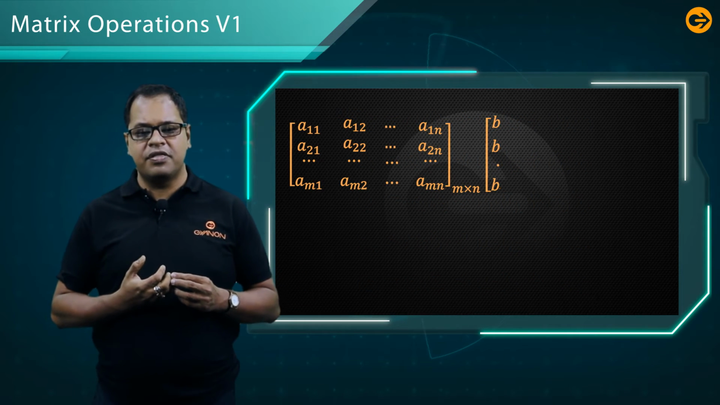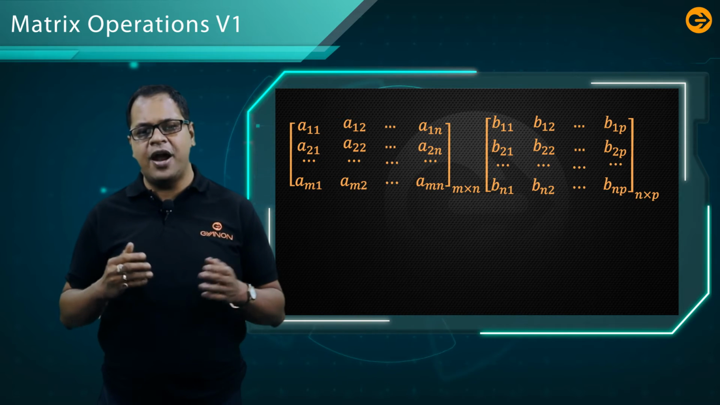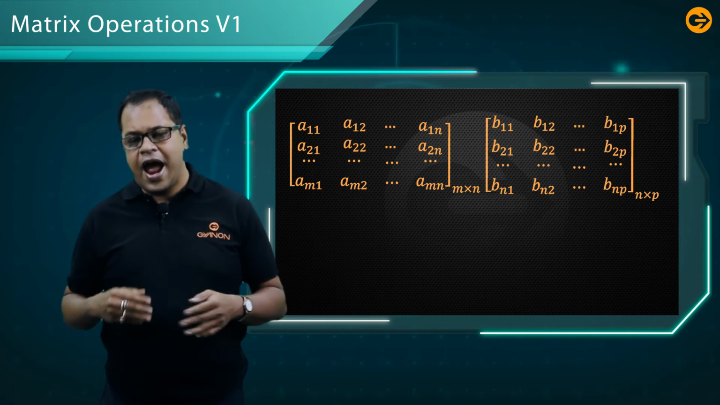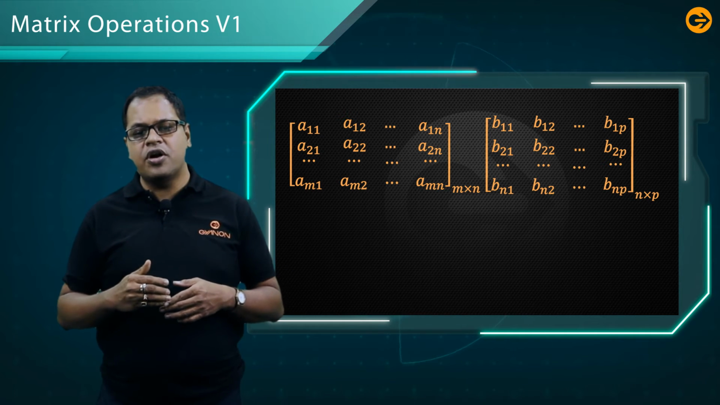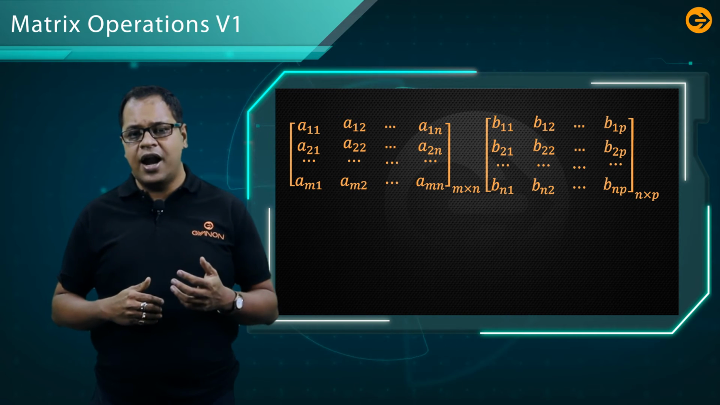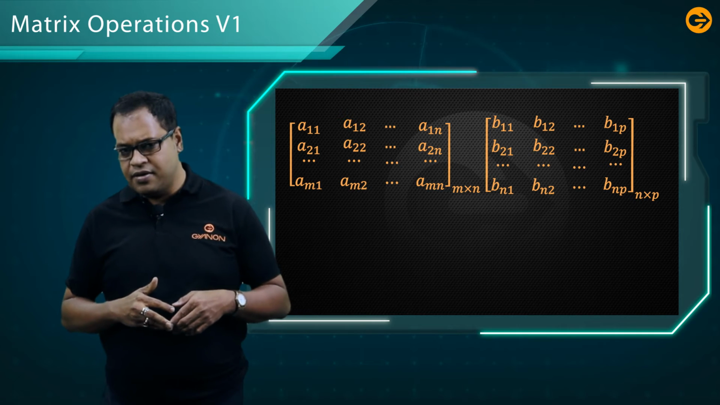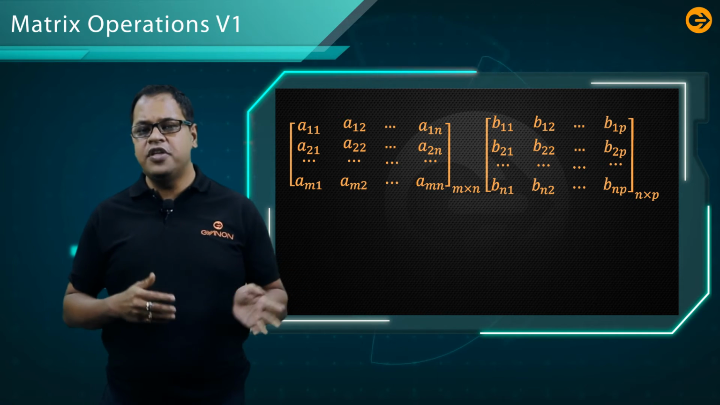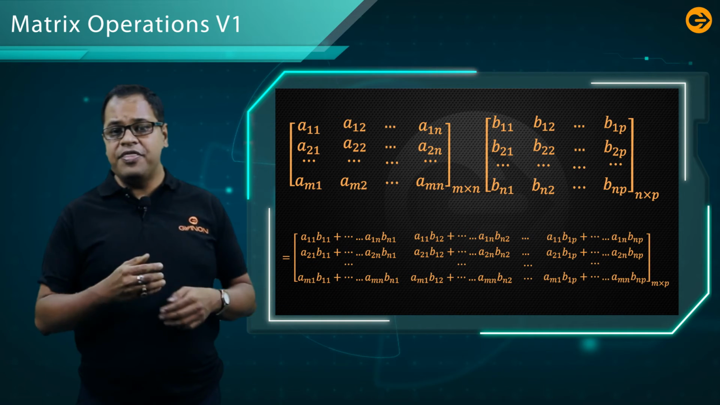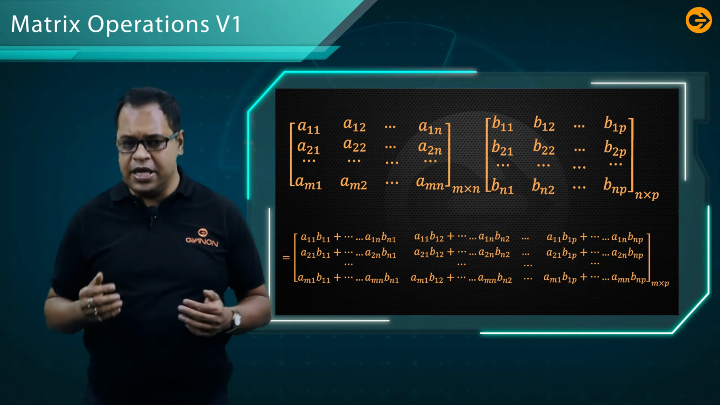Now let us discuss the multiplication in general terms. That means a matrix capital A with M cross N dimension and matrix B with N cross P dimension. So, as we discussed earlier, the multiplication will take place in the reverse L pattern. The resultant of these two matrices will be as shown in the figure, and the resultant matrix dimension will be M cross P.